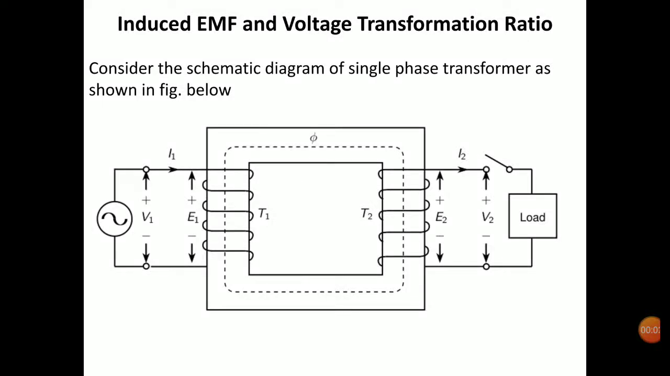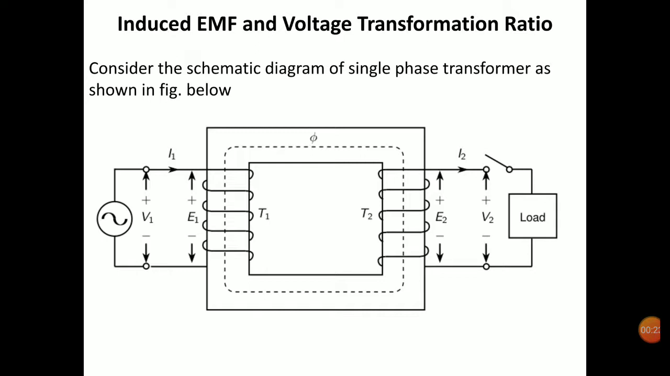Good morning, everybody. In this video, I'm going to explain the EMF equation, the induced EMF equation, and the voltage transformation ratio of a transformer. Consider the schematic diagram of the transformer as shown in the figure. The primary winding has N1 number of turns and the secondary winding has N2 number of turns.